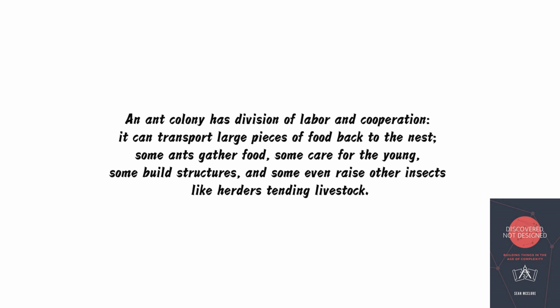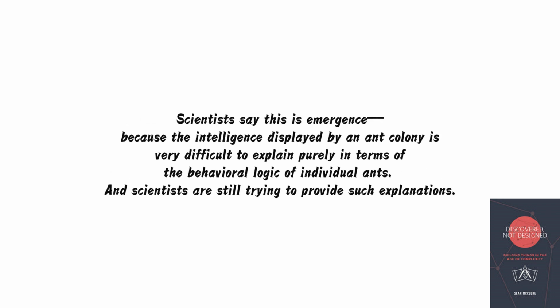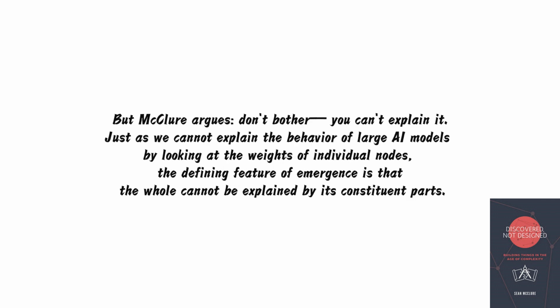Some ants gather food, some care for the young, some build structures, and some even raise other insects like herders tending livestock. Scientists say this is emergence, because the intelligence displayed by an ant colony is very difficult to explain purely in terms of the behavioral logic of individual ants. And scientists are still trying to provide such explanations. But McClure argues, don't bother. You can't explain it. Just as we cannot explain the behavior of large AI models by looking at the weights of individual nodes, the defining feature of emergence is that the whole cannot be explained by its constituent parts.